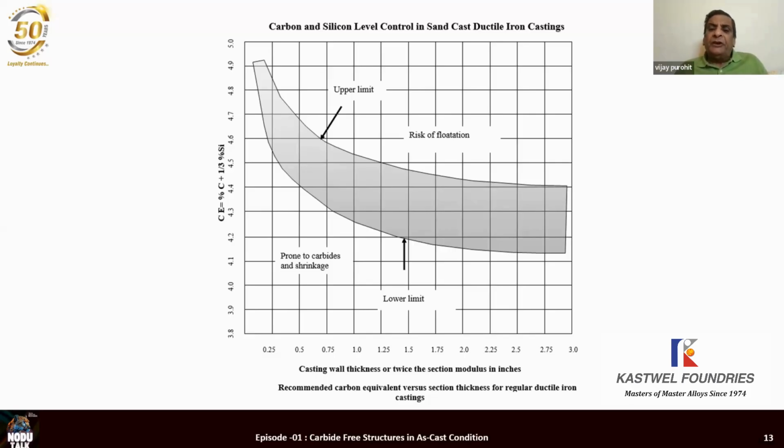Whatever is the fillet radius mentioned in the drawing, you make your pattern with the fillet radius at least 2 to 2.5 times that radius which is mentioned in the drawing. If the radius mentioned in the drawing is 10 millimeters, you make the fillet radius on the pattern as 25 millimeters. 2 times is 20 millimeters and 2.5 times is 25 millimeters.